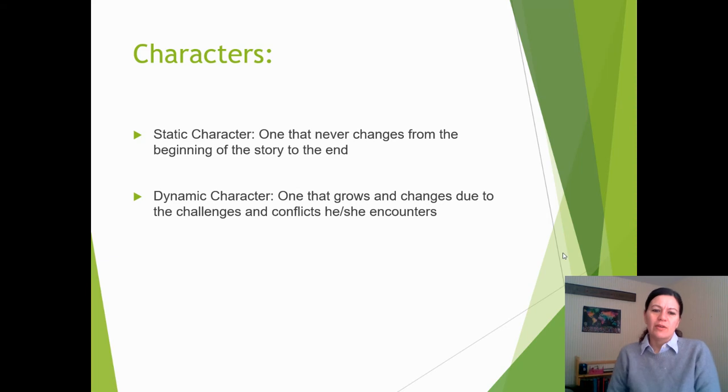We have two types of characters. We have a static character and a dynamic character. A static character is one that never changes from the beginning of the story to the end. They stay the same. Dynamic is going to grow, they're going to change and develop because of conflicts that happen in the story that change them as a person.